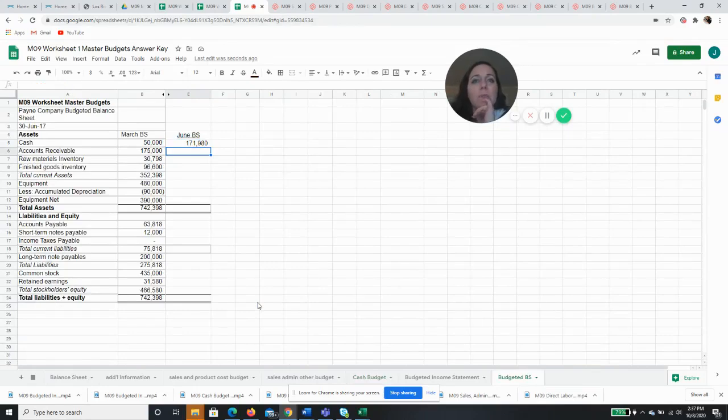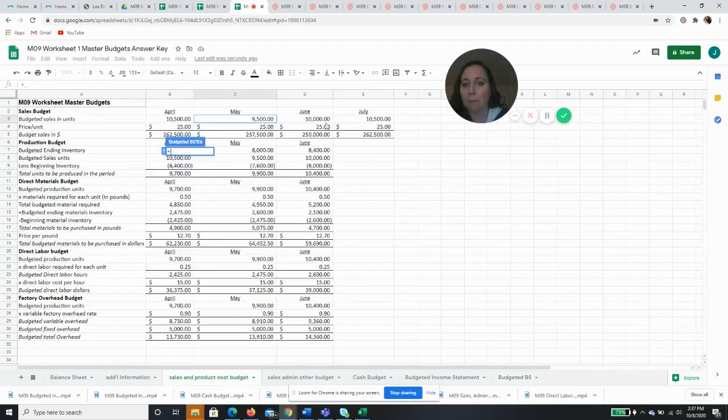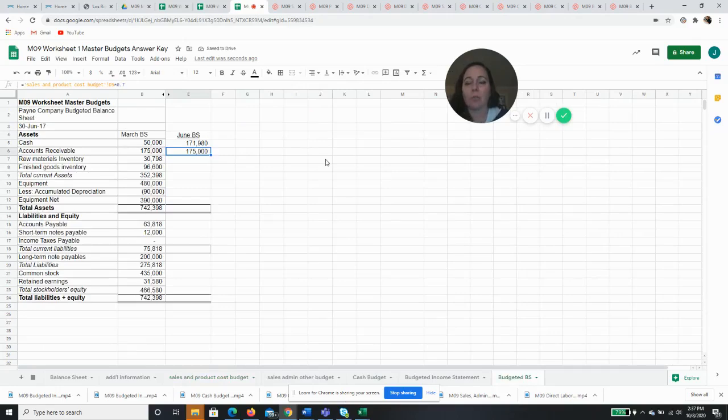Accounts receivable. What goes into accounts receivable? 70% of the current month's sales. So we know that 70% of our June sales dollars is going to make up our accounts receivable balance at the end of June. So I'm just going to go over to my budgeted sales dollars for June and multiply that by 0.7. And that gives me my accounts receivable.